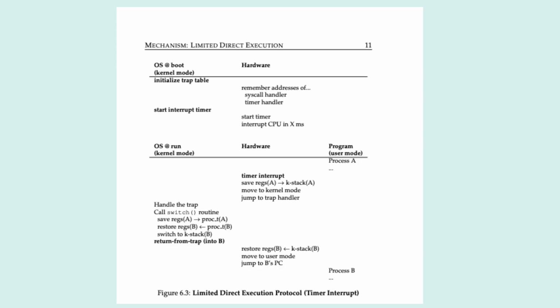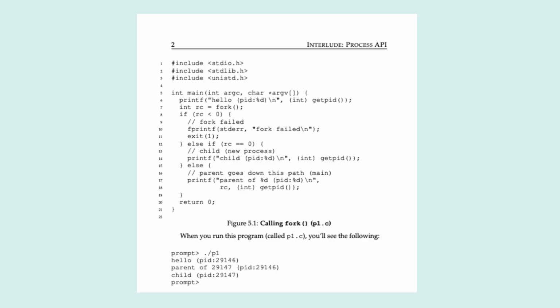Now let's quickly go through some of the system calls which we already have in the operating system. These are predefined system calls. The first one is the fork system call. The fork system call is used to create a process. Okay, let's see this example over here.